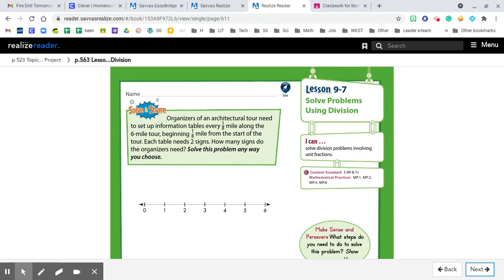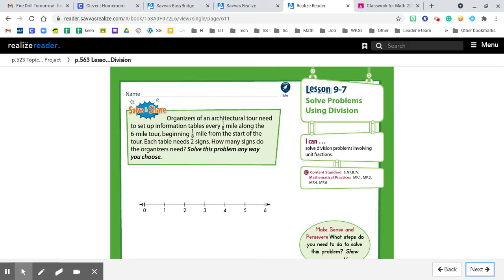All right, now we're using what we've learned to solve some problems. Organizers of an architectural tour need to set up information tables every eighth of a mile along a 6 mile tour, beginning 1/8 of a mile from the start of the tour. Each table seat needs 2 signs. How many signs do the organizers need? Solve the problem any way you choose.